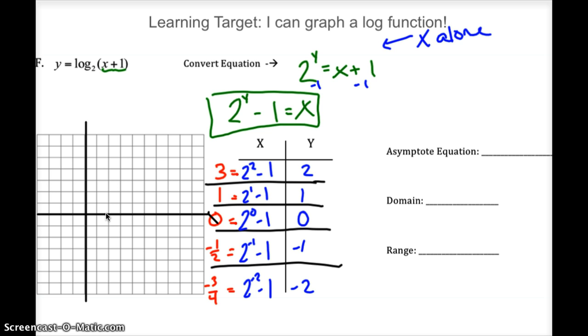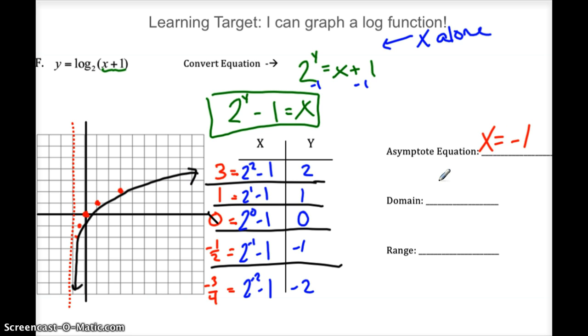Okay, so let me plot these points. 3, 2, come on, there we go, 1, 1, 0, 0, negative 1/2, negative 1, negative 3/4, negative 2. So hopefully you can see I'm getting closer and closer to this negative 1 there. Okay, so when I connect my dots, I'm getting closer and closer to that dashed line. So that means my asymptote equation is x equals negative 1.